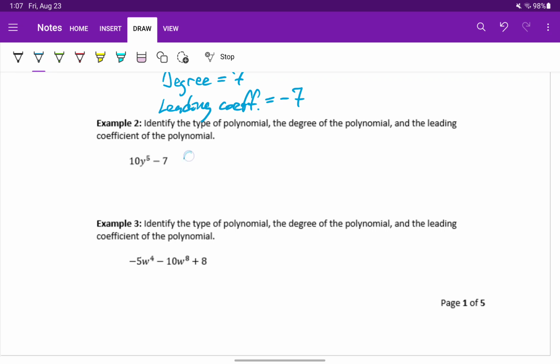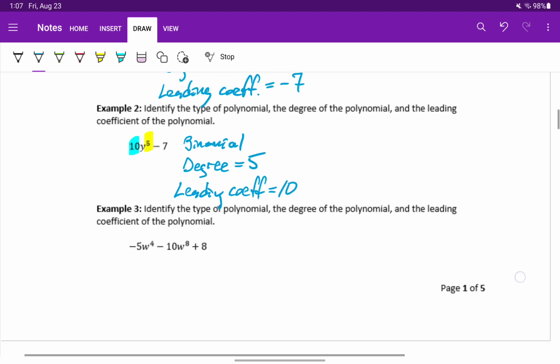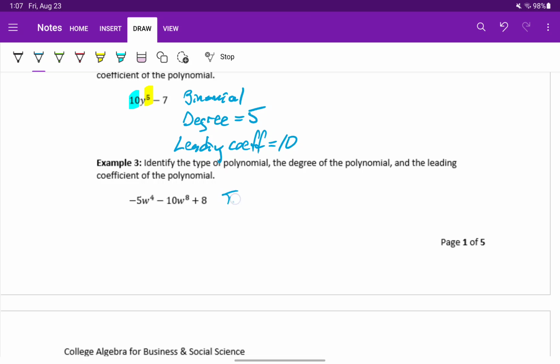In example 2, we have a binomial, since we have a polynomial with 2 terms. The degree of this polynomial will be 5. And that leading coefficient will be 10. In example 3, we have a trinomial. Since we have a polynomial with 3 terms, in this case, the degree of that polynomial will be 8.